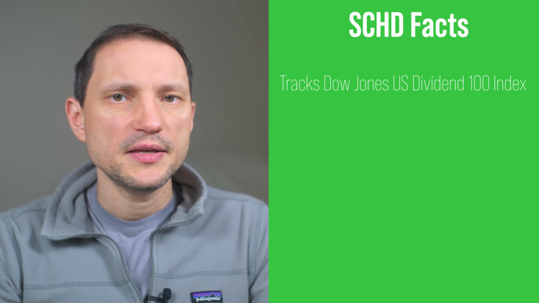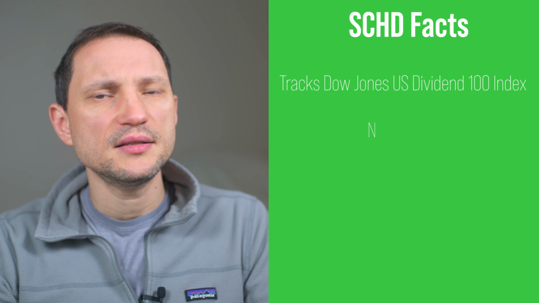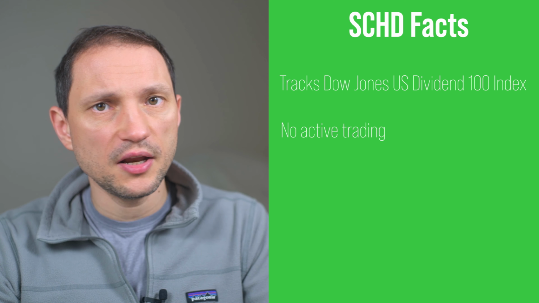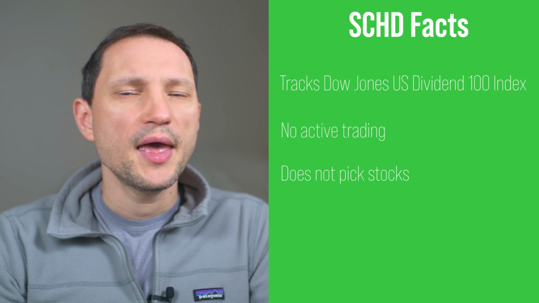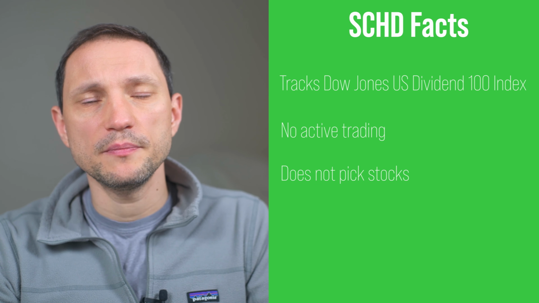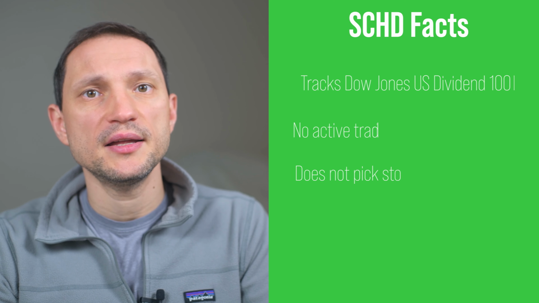As for the dividend yield, it stands at 3.5% as of February 2024. SCHD is a passive fund that tracks the performance of Dow Jones US Dividend 100 Index. This means that the fund does not engage in active trading or security selections. And this, as we will see in a moment, becomes a crucial factor behind the SCHD's stellar performance.